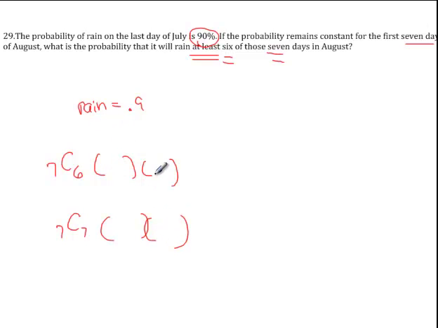Okay, so rain is 0.9. Obviously, this is then 0.1 because it has to add up to 100%. I want it to rain 6 times. I want it to rain 7 times. So I don't want it to rain once here, and I don't want it to not rain at all there. Now the rest is just figuring it out on a calculator.